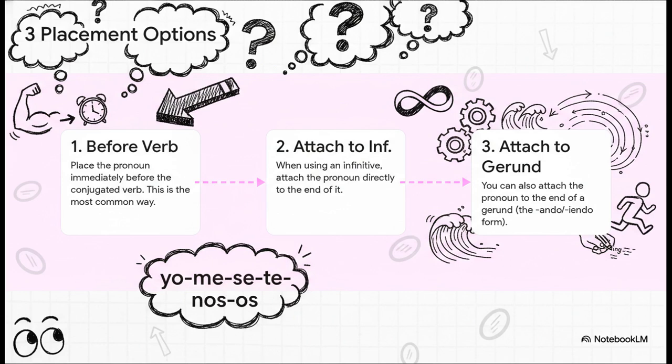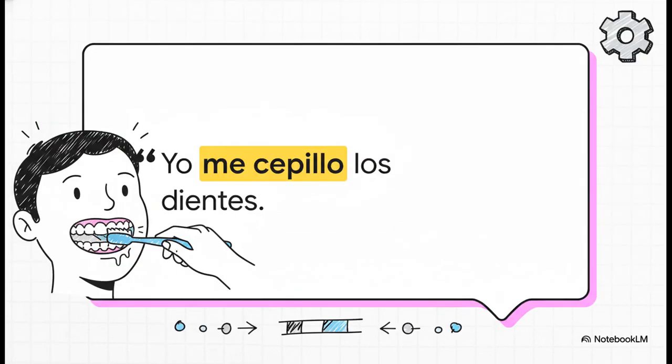Let's see what these look like in action. Here's option 1, the classic. The subject is yo, so we use the pronoun me. The verb, cepillo, is conjugated, so that me just slides right in before it. Yo me cepillo.